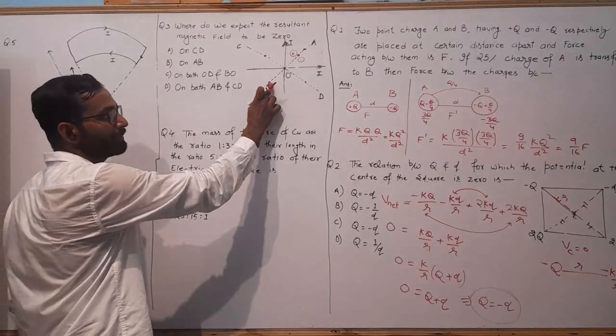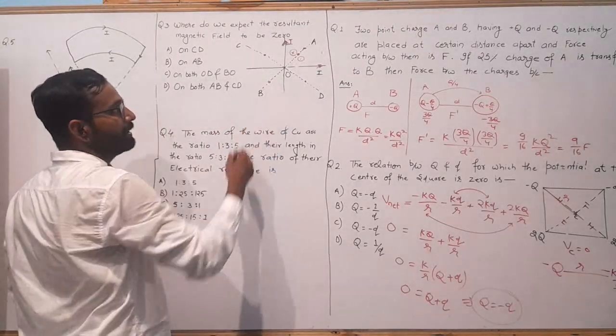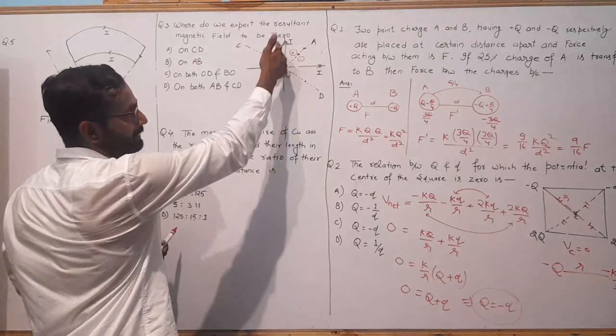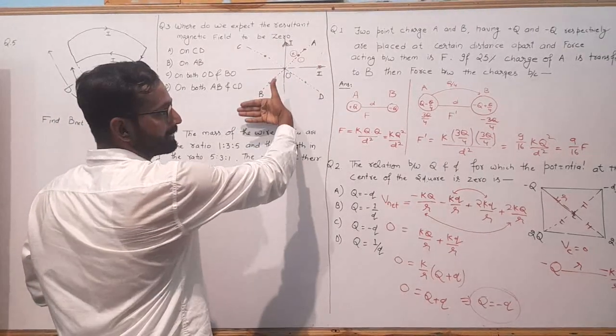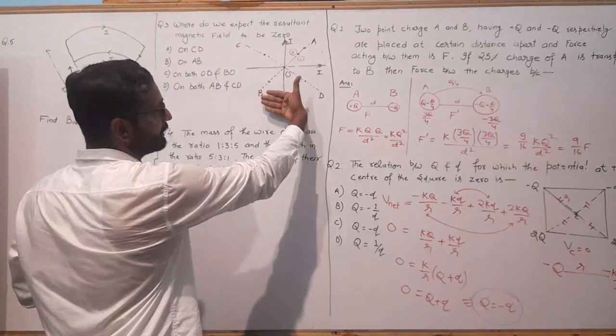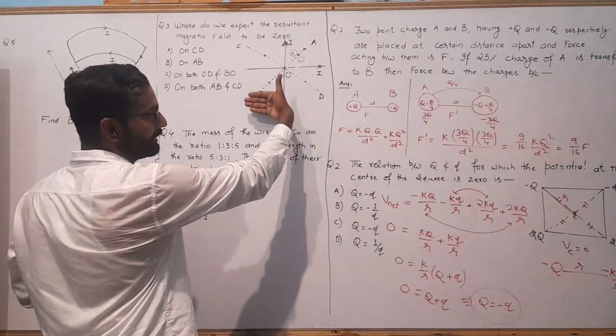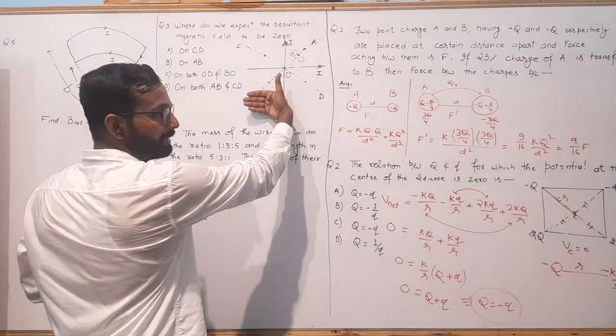Now we study this point. First of all, we take this conductor. We put the thumb in the current direction and put the finger where the magnetic field is to be found. Now curl the finger.